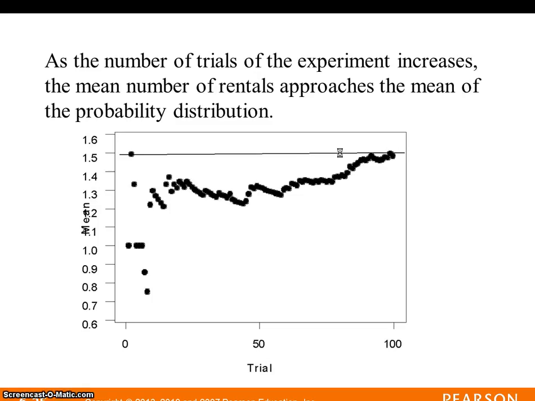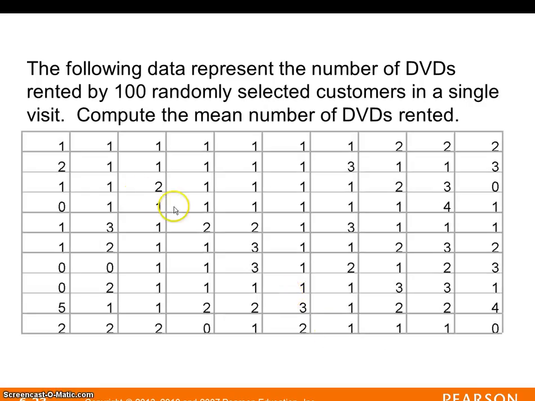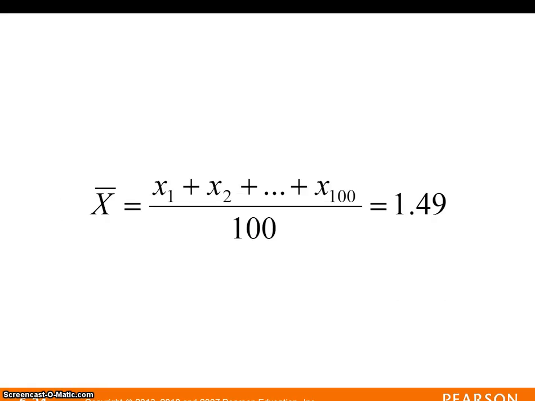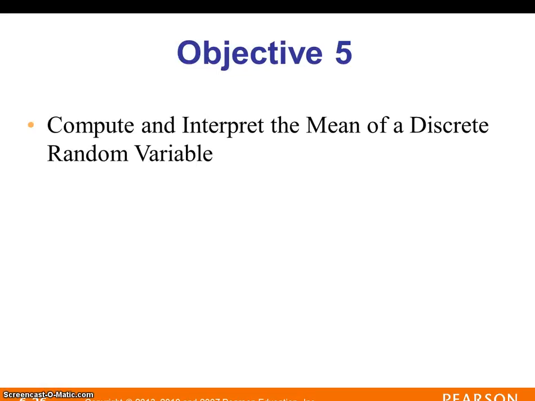And then as the number of trials of the experiment increases, as you add more and more to there, the mean number of rentals approaches the mean of the probability distribution. So you can see that if you add the first couple together, if you add 1 plus 1 plus 1 plus 1 and divide by the number of trials, it's not very close to 1.49, but as you add more and more on there, that should happen.